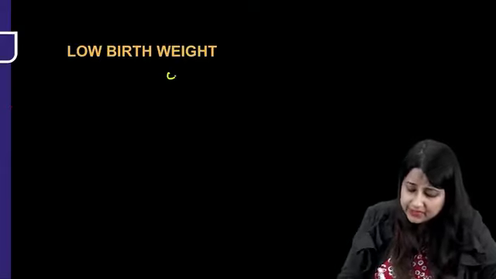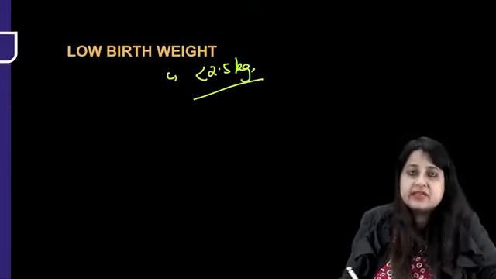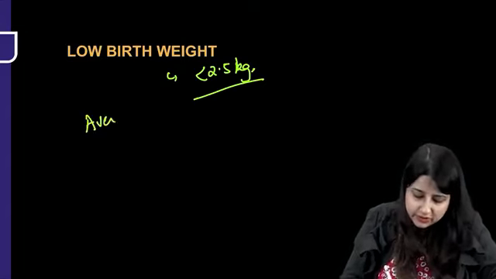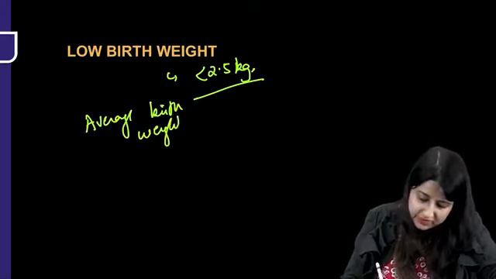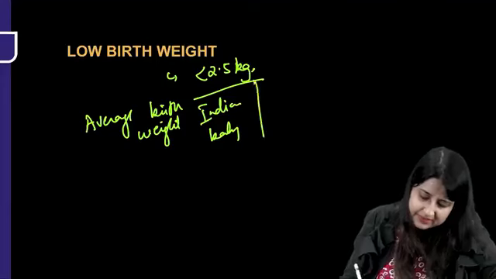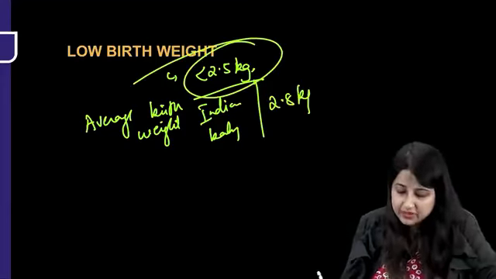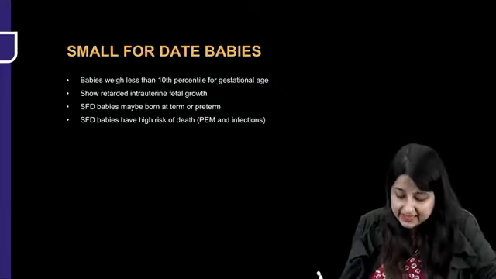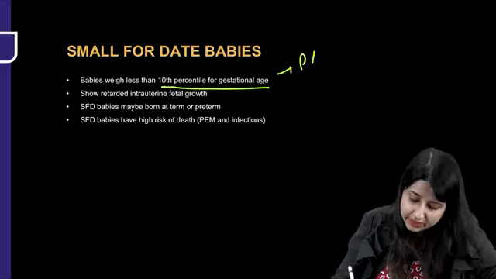Now what is a low birth weight baby? You all know, below 2.5 kg, right? Average birth weight of Indian babies, how much is it? Average birth weight of an Indian baby is, please remember, 2.8 kg, and low birth weight is below 2.5 kg. A small for date baby is birth weight less than the 10th percentile for gestational age. This is also a PYQ.